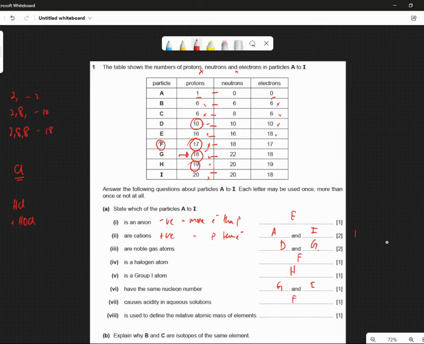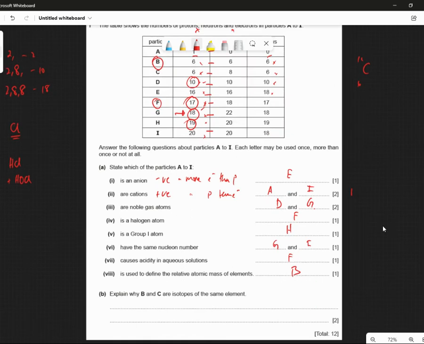Carbon has carbon 12, 6. So we're looking for 6 protons, 6 neutrons. There you go, B. Okay, that's carbon 12. All right, now we're done with that.